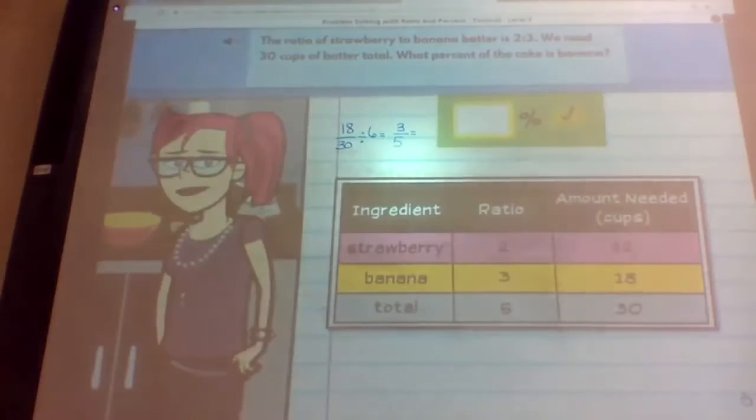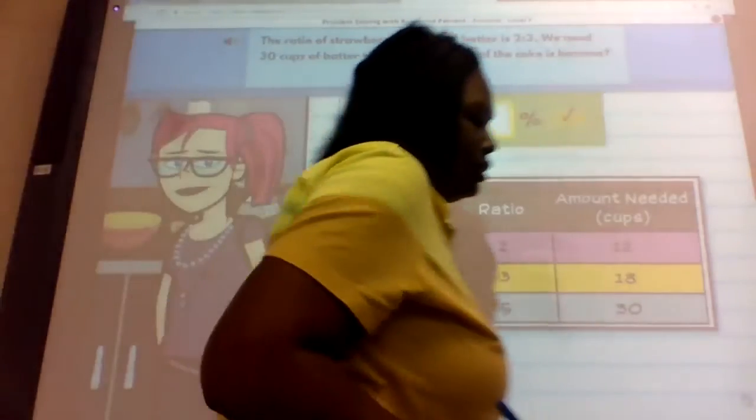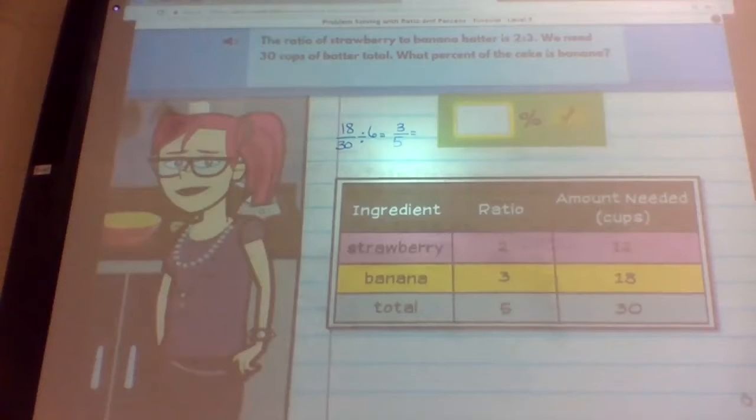So we have 5 total parts that we got to make 100, right? So how much is each part worth if we got 5 parts to make 100? 20. 20, 40, 60, 80, 100, right? So 3 of those parts is how much? If every part was 20, then 3 of those parts would be 60. All right, so that would be 60%.